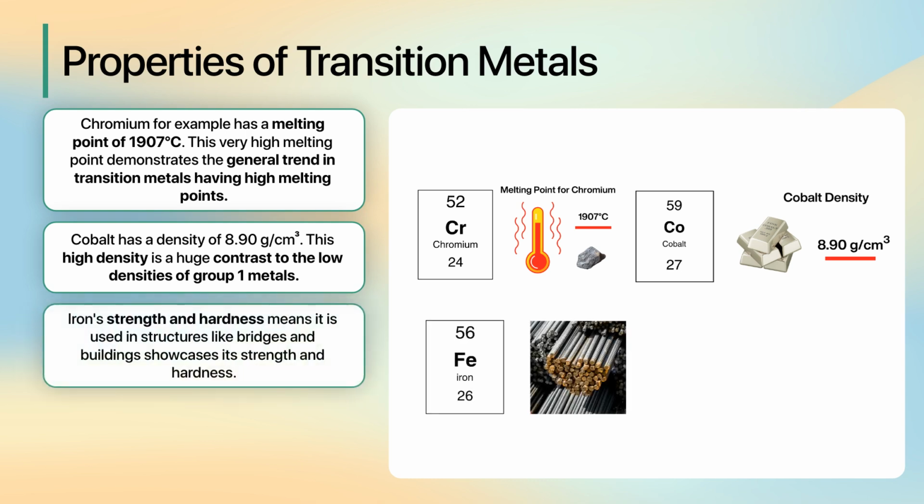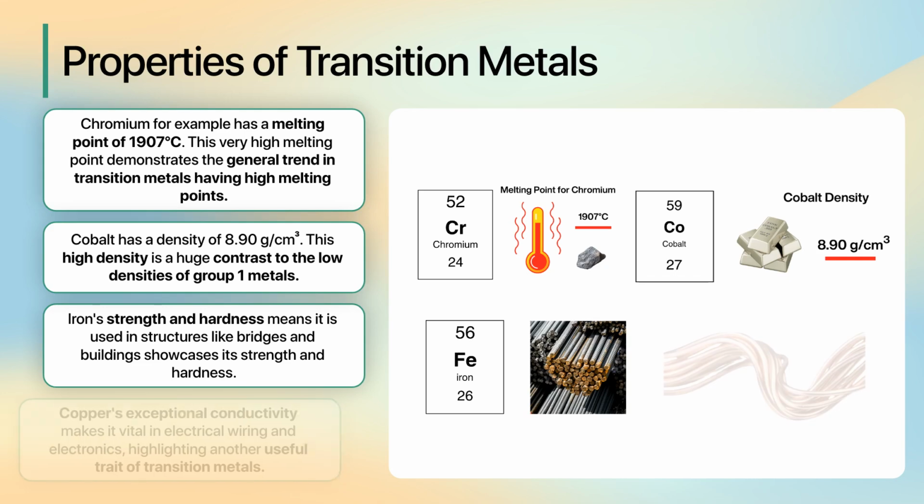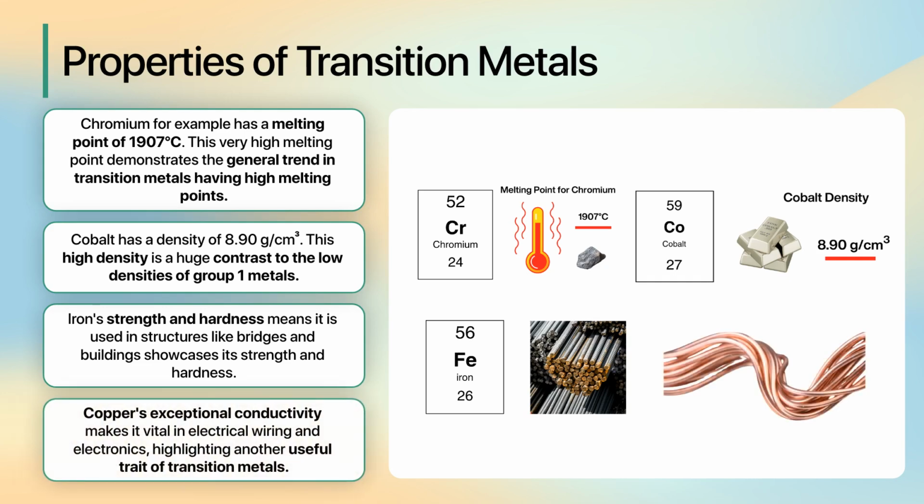Iron's strength and hardness mean it is used in structures like bridges and buildings. Copper's exceptional conductivity makes it vital in electrical wiring and electronics, highlighting another useful trait of transition metals. Despite their differences, transition metals and Group 1 metals do share some similarities. Both are good conductors of both electricity and heat. Both can be polished to a shiny finish, and both react with non-metals to form ionic compounds.